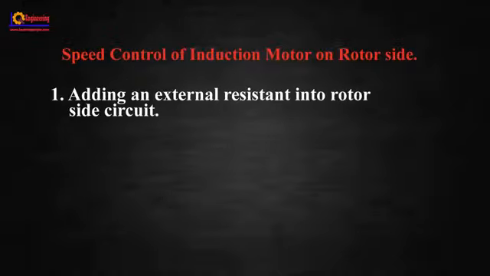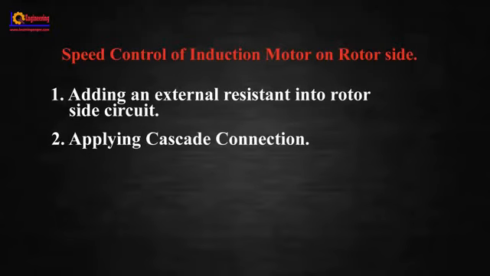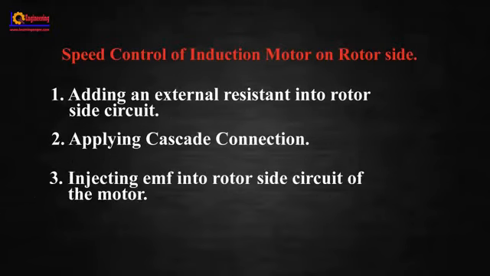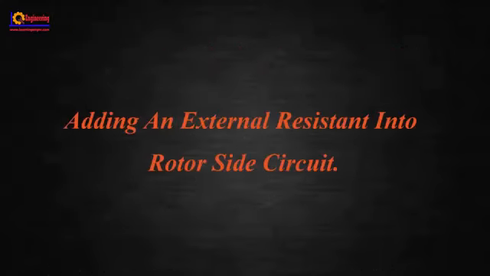The speed control of induction motor from the rotor side can be subdivided into several speed controlling methods, such as adding an external resistance into rotor side circuit, applying cascade connection, and injecting EMF into rotor side circuit of the motor. Adding an external resistance into rotor side circuit.